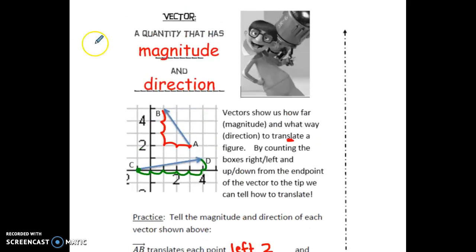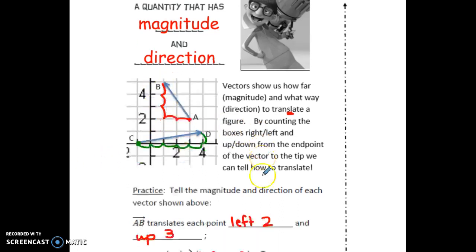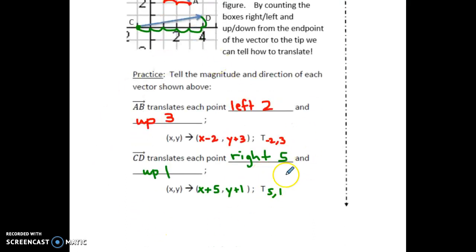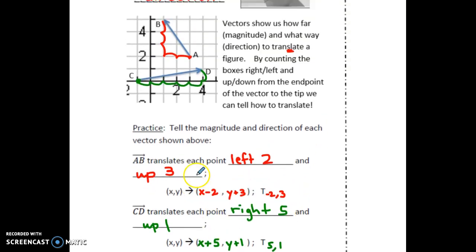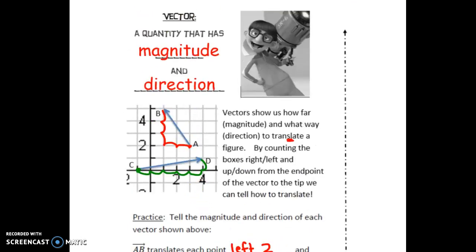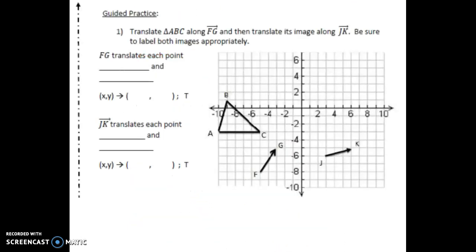So again, vectors have magnitude and direction. It's really just an arrow that tells us which way we're translating. And we still have to count the amount that we're translating right or left, as well as up and down. And it gives us a chance to practice that notation that we learned about yesterday: written, mapping with the XY, and then with the capital T. So on the other side of your note sheet, we have a couple practice problems to work on.